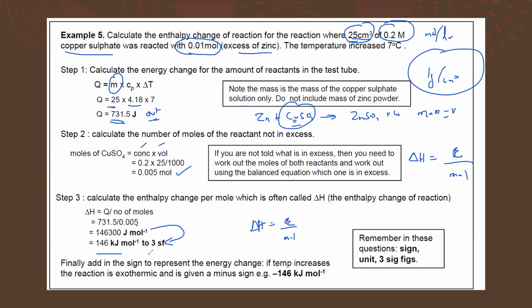kilojoule per mole. And now in the exam you have to mention a positive or a negative sign, depending on the question. If a reaction is endothermic, it will be a positive sign. If the reaction is exothermic, it will be a negative sign. So that's why we put a negative sign here, minus 146 kilojoule per mole, and your answer should be in three significant figures. Is it clear how we work out the enthalpy change of a reaction when we have a solution? Is this example clear? Any doubts?